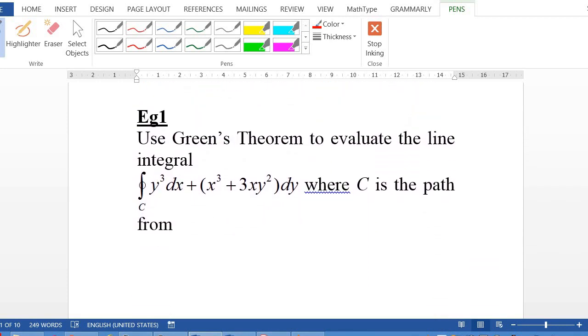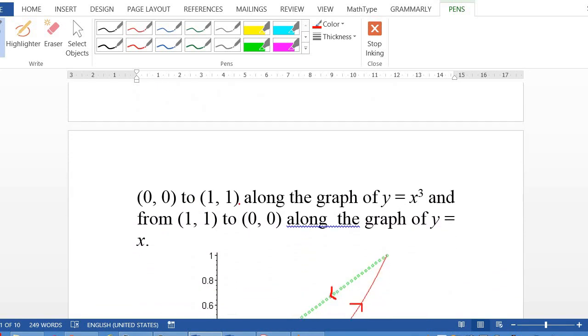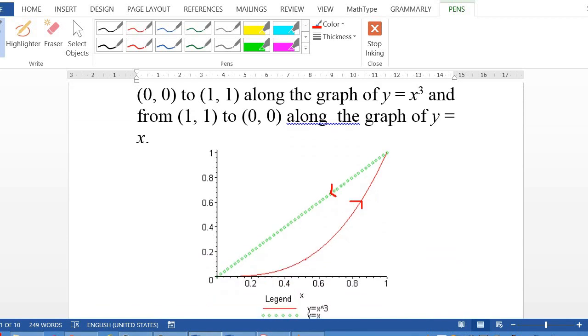For example 1, use Green's theorem to evaluate the line integral of y cubed dx plus x cubed plus 3xy squared dy along the curve C, where C is a path from (0,0) to (1,1) along the graph of y equals x cubed in the red color, and from (1,1) to (0,0) along the graph of y equals x.